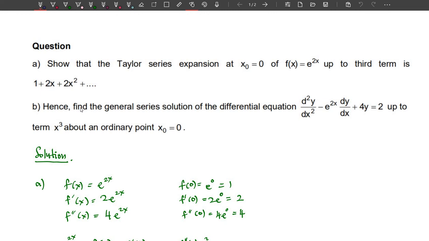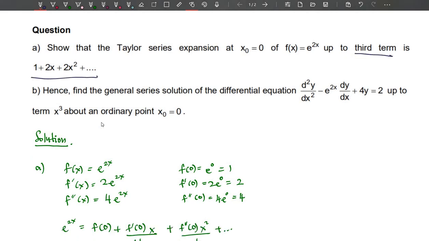Assalamualaikum and good day. In this video, I will show you an example on power series solutions involving non-polynomial functions. For non-polynomial functions, we need to change them in terms of series. For A, show that the Taylor series expansion at x naught equal to 0 of f(x) equal to e^(2x) up to the third term is 1 plus 2x plus 2x squared plus until infinity. Here, we just need to prove until the third term, which will be in this form.